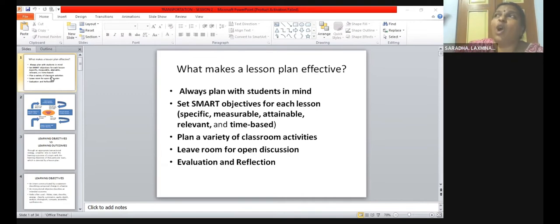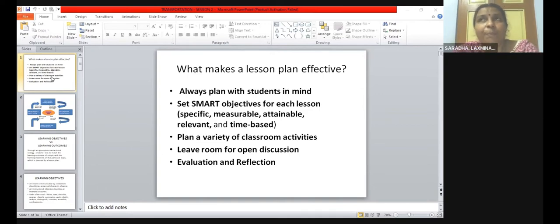Then it takes a longer time. There is no remedial measure. So it should also be time-based. We call these SMART objectives as per the CBSE. They tell us to go for SMART objectives for each lesson: specific, measurable, attainable, relevant, and time-based. All these are very often asked in the CIET examinations.